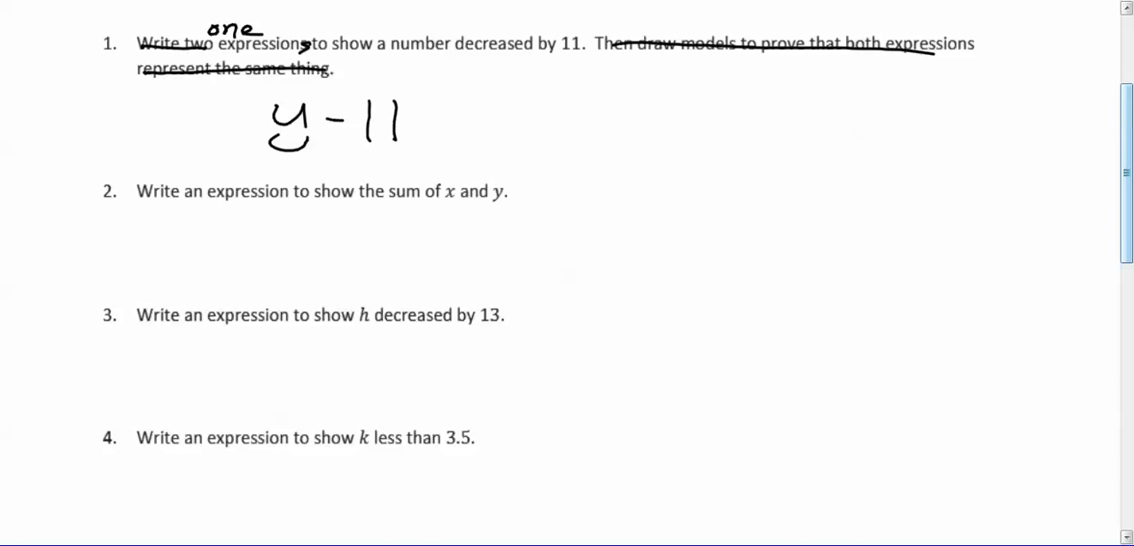Right? It's not asking you to pick a number and plug it in. It's asking you to write an expression for a number that they didn't tell us the value of, okay? So if you don't have that, fix it. And you need to write minus 11, not y equals 11.